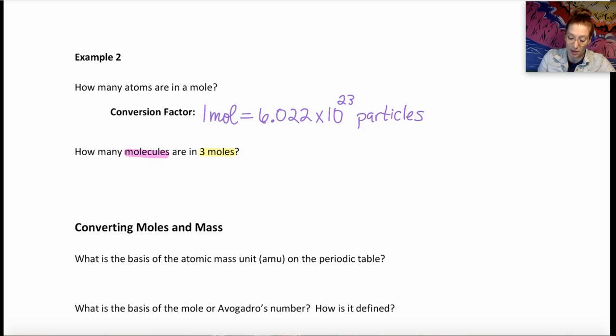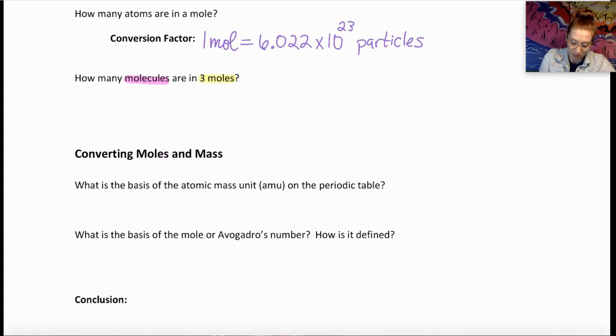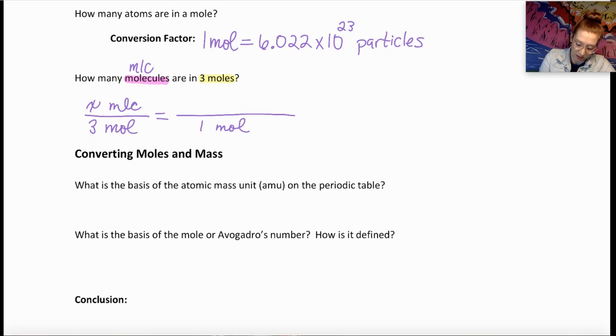So we're just going to set this up just like we did our egg conversion. I want to know how many molecules. Now, I'm going to abbreviate molecules MLC just because I don't want to write it all out. So X molecules in 3 moles. Looks like I made my line a little too long. And then I can set this up as, I know that 1 mole is going to be 6.022 times 10 to the 23rd molecules.